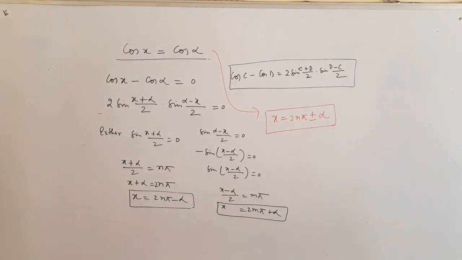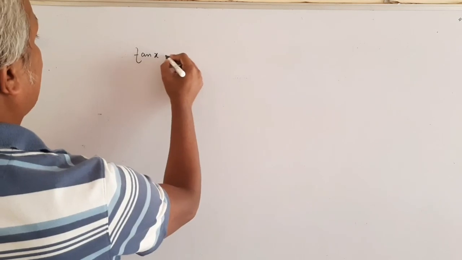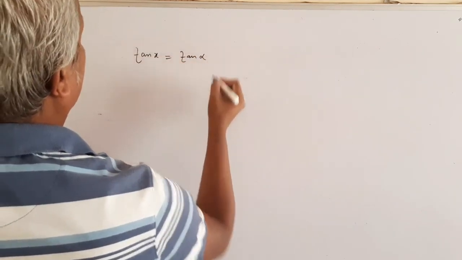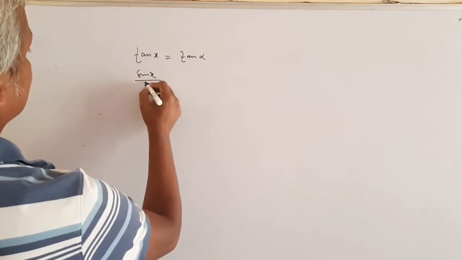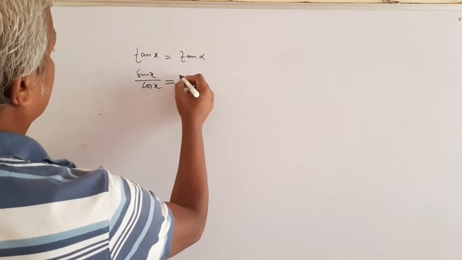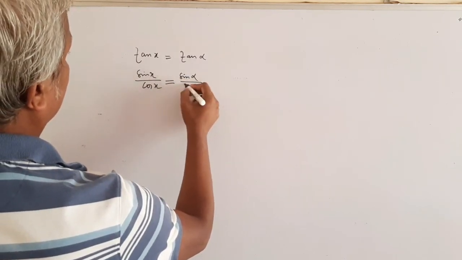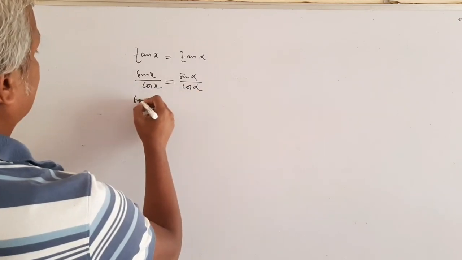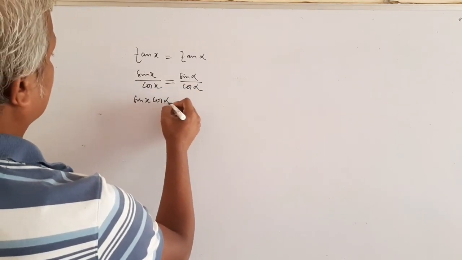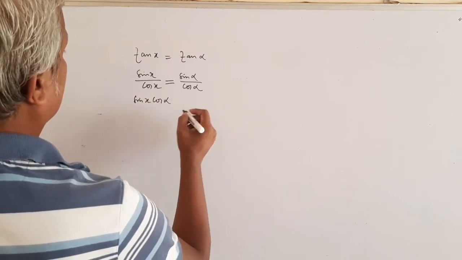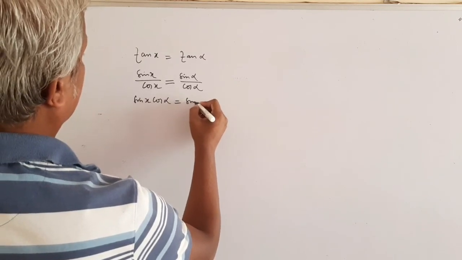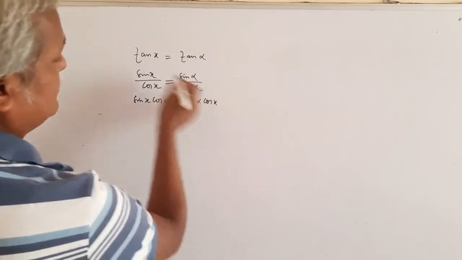This is it. Now let me clear the screen and then I solve the next one. Tan x equal to tan alpha. Okay, so here we have the equation tan x equal to tan alpha. Then we can write sin x over cos x is sin alpha over cos alpha. So sin x cos alpha equals sin alpha cos x. I just did cross multiplication.